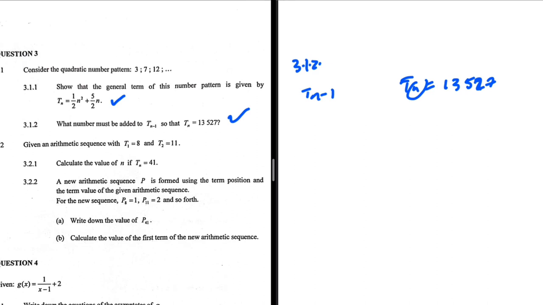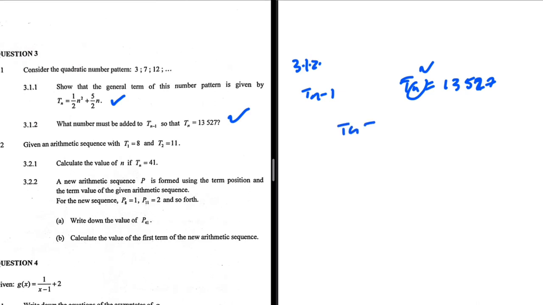But if that is the case, what's the need of saying what number must be added to tn minus 1? I was supposed to find which value of n gives us 13,527 and then calculate tn minus 1 and find the difference between the two. I'm not quite sure. I can't seem to figure out what this question wants us to do. I've never come across a question like this before. But let's just go ahead and do the second idea.